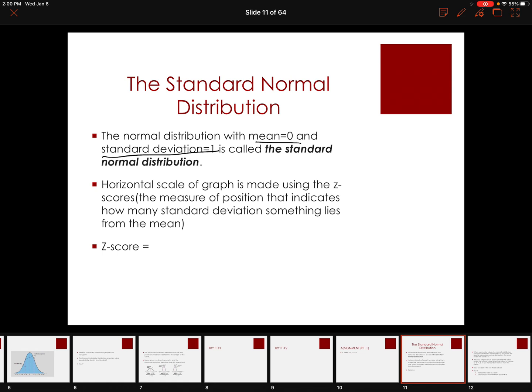The horizontal scale of the graph is going to be made using z-scores, and z-scores will measure the position of how many standard deviations something is away from the mean. So you can take any set of information that's a normal distribution and you can change it to the standard normal distribution by changing it to a z-score. Z-score takes the value, subtracts the mean, and divides it by the standard deviation.